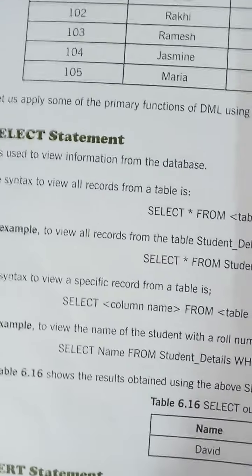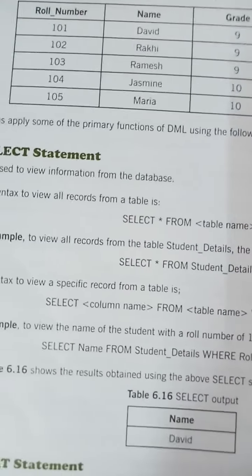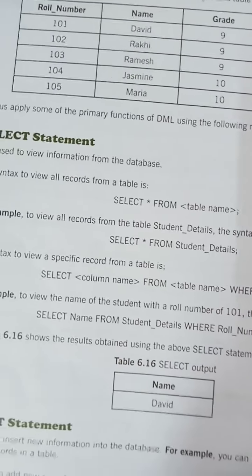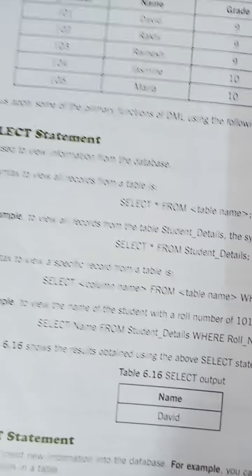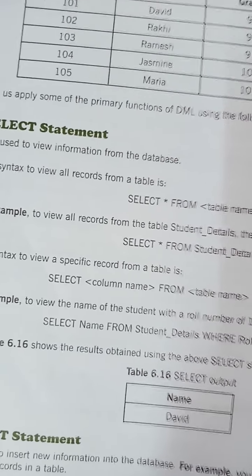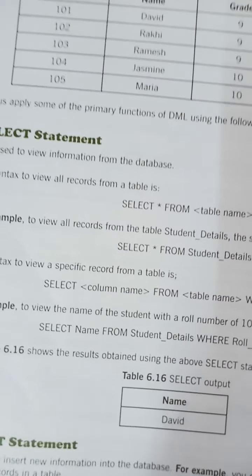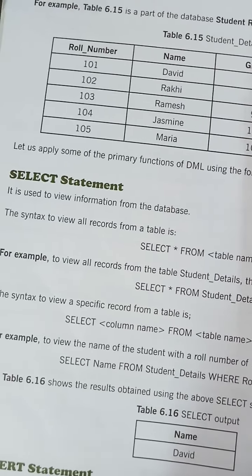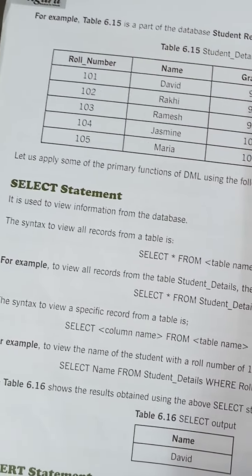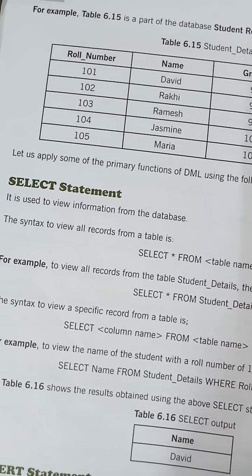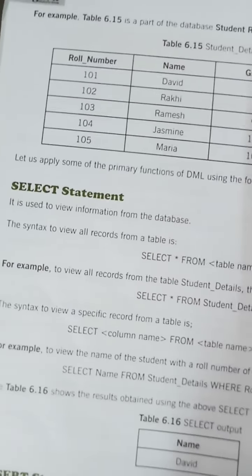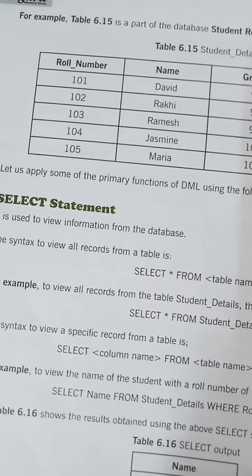So this is about the select statement. Similarly, the update statement is here. With the update statement you can change an existing value in a table. Suppose you want to write that for the student whose name is David, roll number 101, grade is 9, but you want to change the marks to 80. That also you can do.